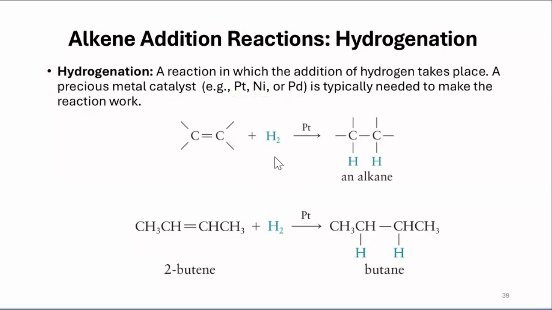in order for them to proceed. So here we have 2-butene. The carbons that used to be double bonded are now single bonded. And upon the reaction happening, each of them is going to receive a hydrogen. So you synthesize butane.